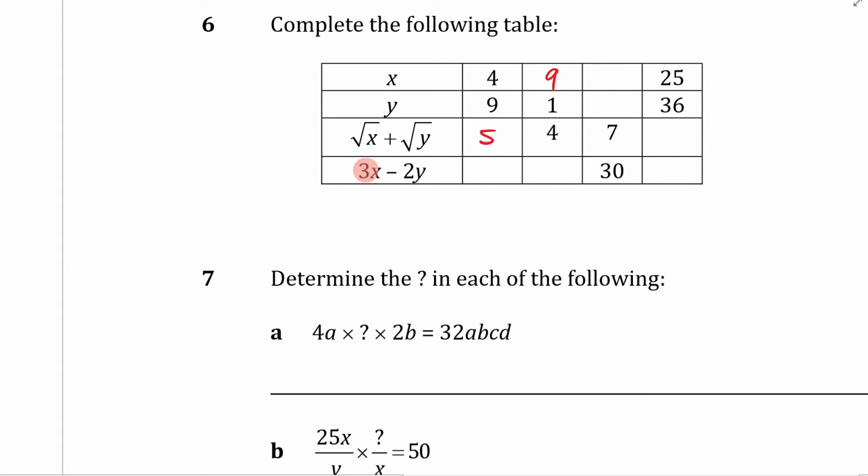So this is subbing. If I come over here, I've got 3 times 4 minus 2 times y, which is 9. 3 4s are 12, minus 2 9s are 18, 12 minus 18 is negative 6. And then to figure this one out, I've got 3 times 9 minus 2 times 1. 3 9s are 27, minus 2 is 25. 25 goes here.